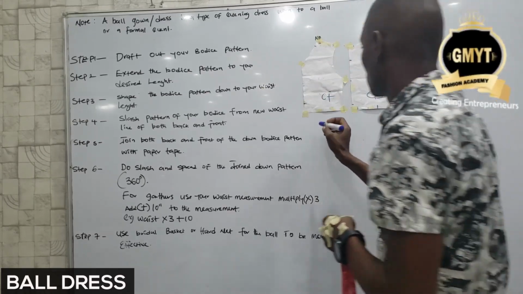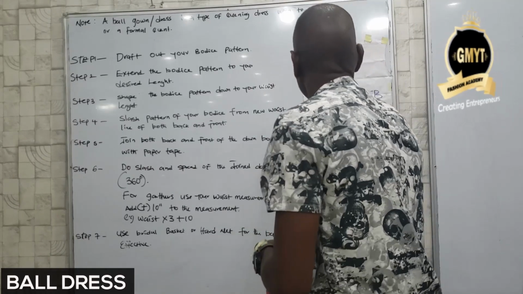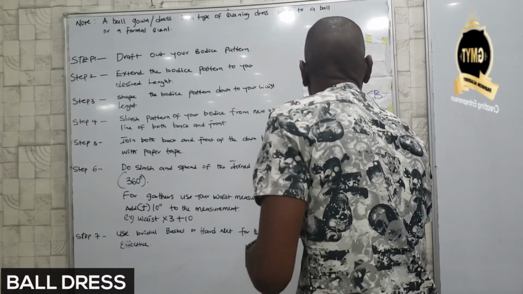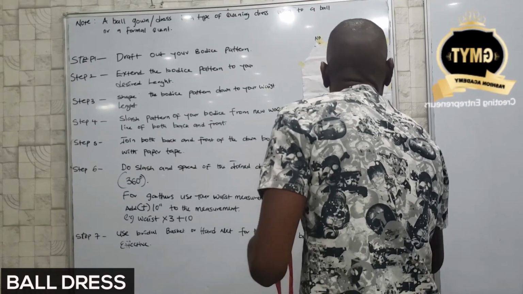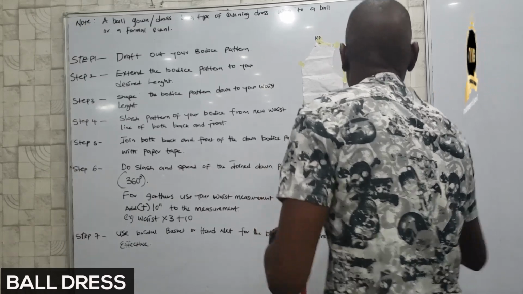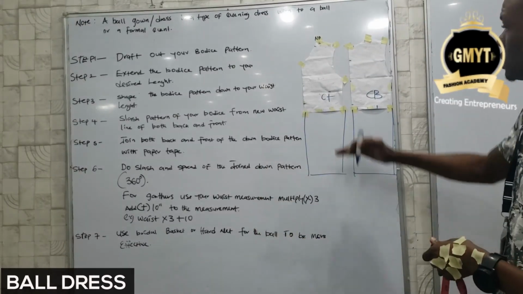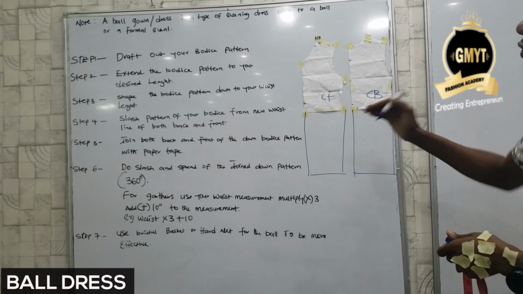After drafting this to your desired length, let's use this one. Let's say this is our desired length of both back and front. Now can you see the board? Now this is the desired length of our dress.